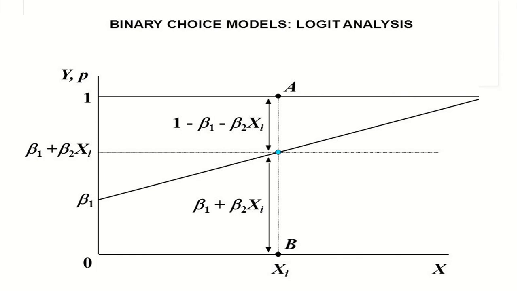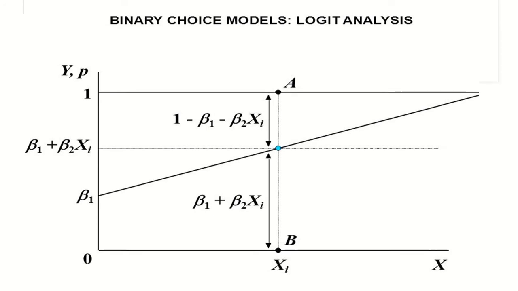So here's kind of a visual representation. I just want you to notice that it says beta 1 plus beta 2 x, meaning that there could be multiple factors going into each independent variable x.